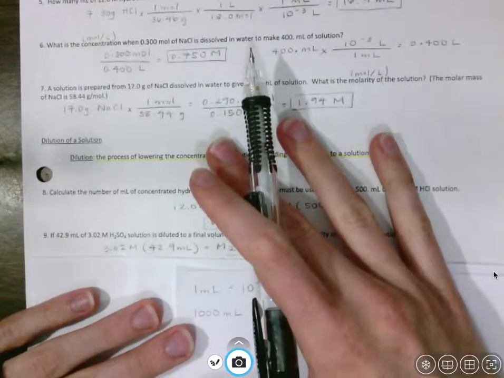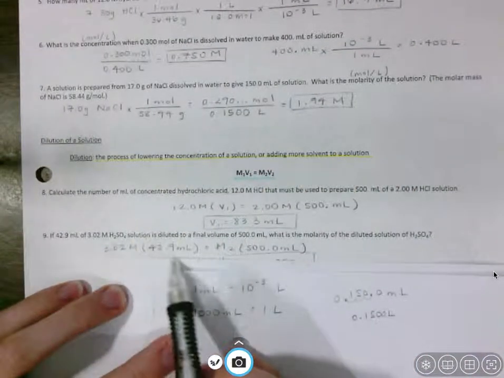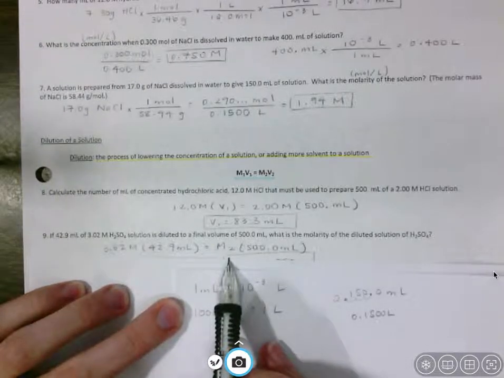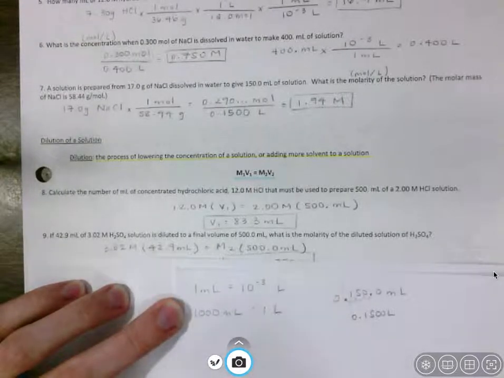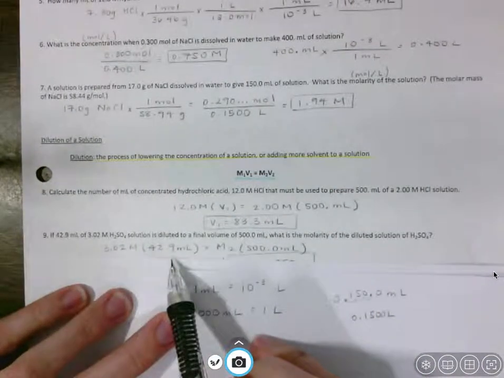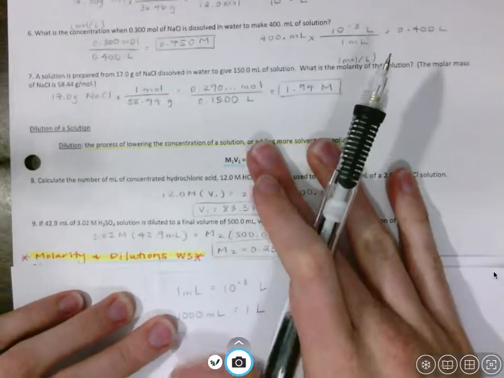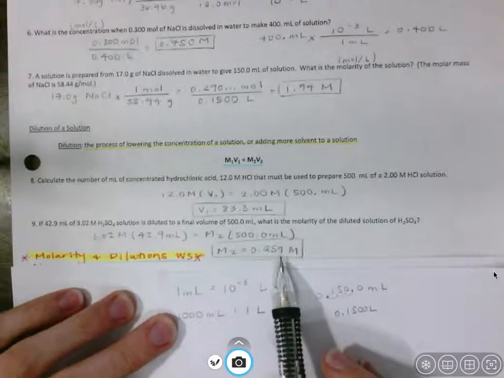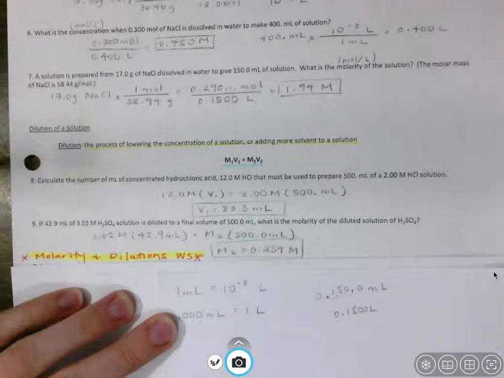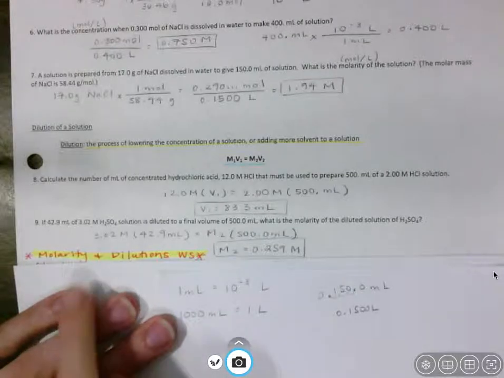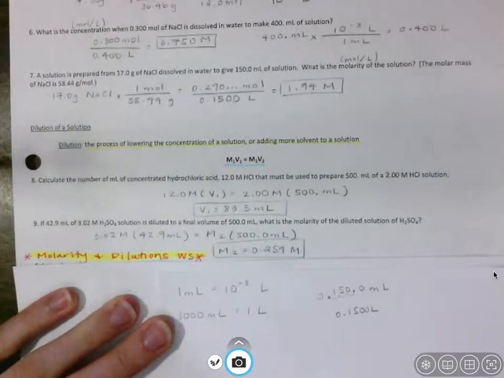So we're going to plug into our equation. So initial molarity times our initial volume is equal to the final molarity that we're looking for, times our final volume. So we're going to multiply these two numbers and divide by 500. And with 3 sig figs, we get 0.259 molar sulfuric acid as our diluted molarity. So now you can do the molarity and dilutions worksheet.